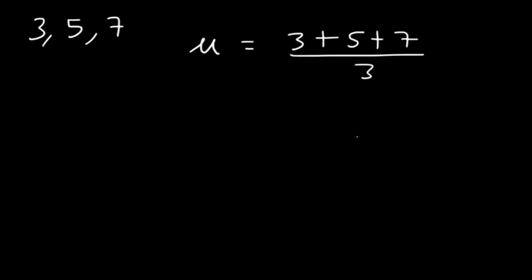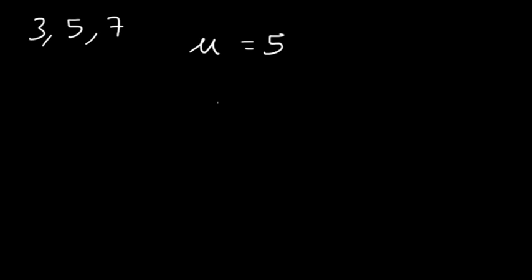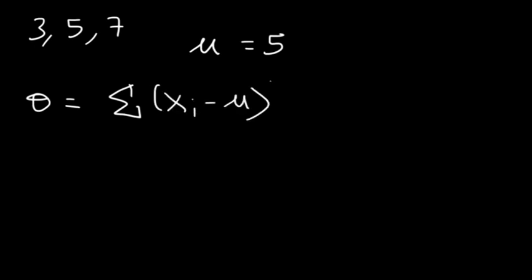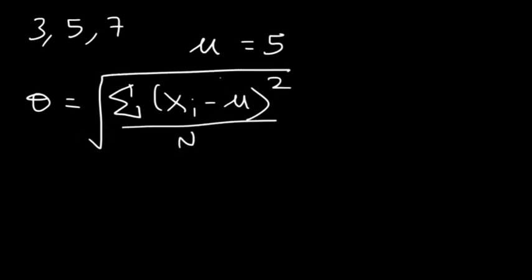3 plus 5 is 8. 8 plus 7 is 15. 15 divided by 3 is 5. So that's the mean. Now, what should we do next, now that we have the mean? Now, think of the formula. It's going to be sigma of every point minus the mean squared divided by n, and then all of this is within the square root.